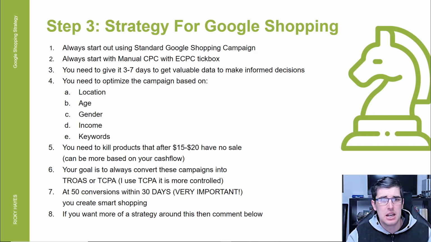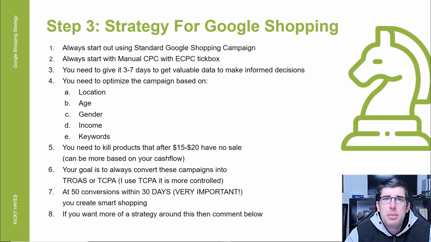You need to kill products after $15, $20 with no sale. Most dropshipping products are around the $30 to $50 mark, and most people have a $15 to $20 margin. That is changing, but that's generally what it is, hence why I recommend that. If you have a $50 margin, go to that extent. This can be based purely on your cash flow. That is not a set rule for everyone.